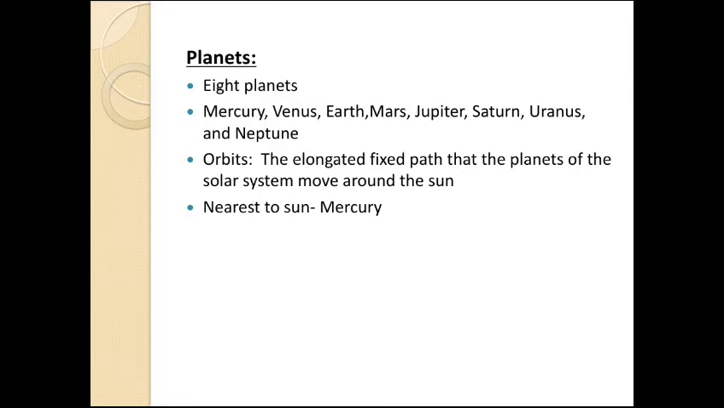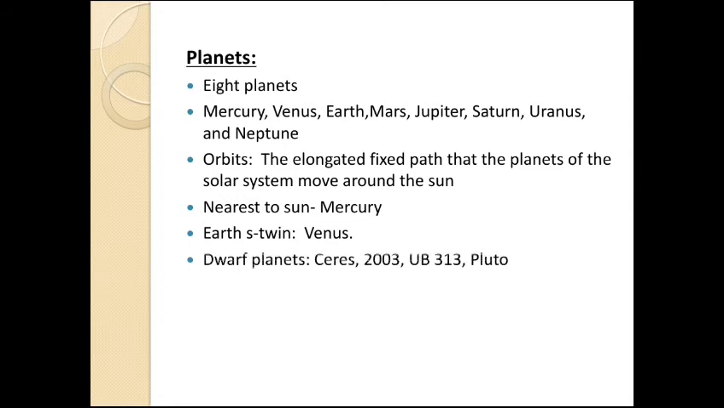The planet which is nearest to the sun is Mercury. And we can say Venus is the Earth's twin. It is not because of its favorable conditions or atmospheric conditions inside the planet, but because of its shape and size. Due to similarity in shape and size, Venus is said to be the Earth's twin. And there are some dwarf planets. Earlier Pluto was considered a planet, but it is now considered a dwarf planet, in the category of 2003 UB313, etc.